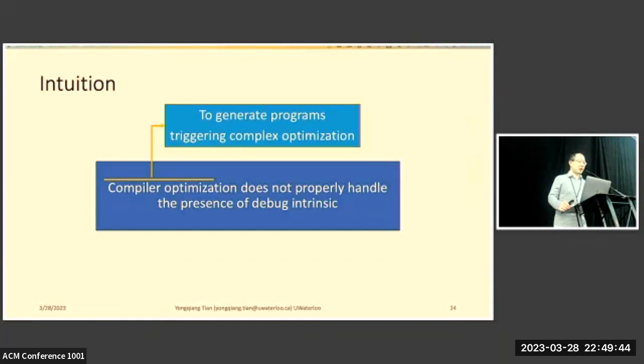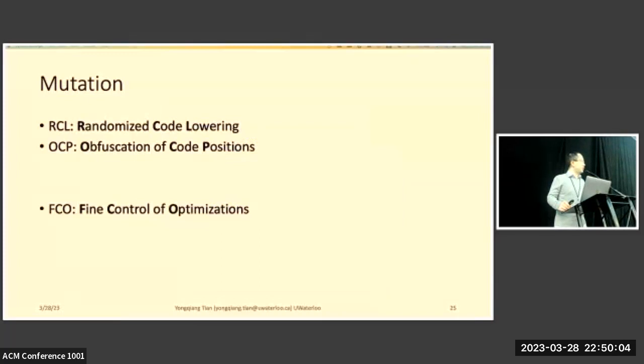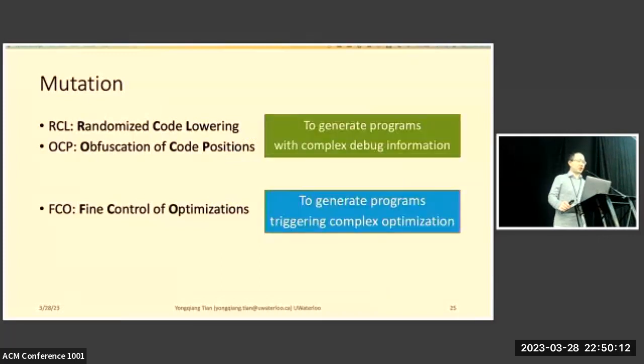The first one is that we can mutate the program such that the program can trigger complex optimizations. The other is that we can generate a program such that this program has very complex debugging information. So based on these two intuitions, we propose 3 mutation operators. I will introduce them one by one later, but in general, the first two generate programs with complex debug information, and the last one generates programs triggering complex optimizations.